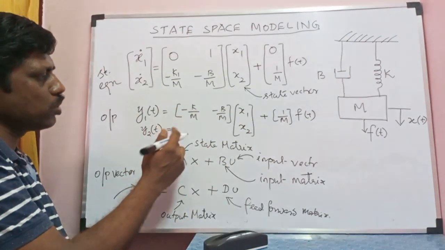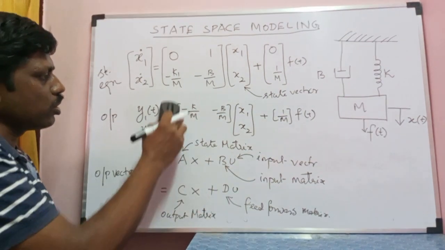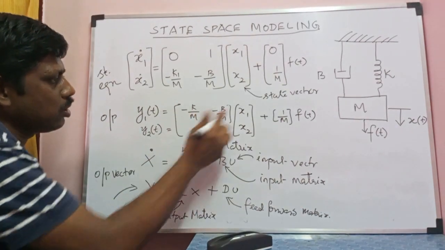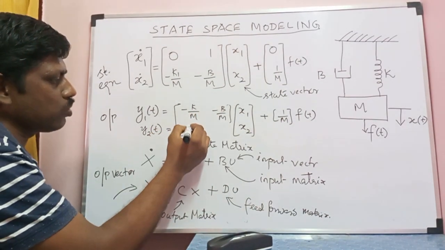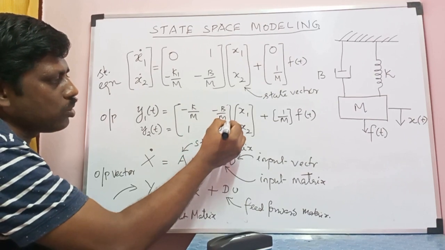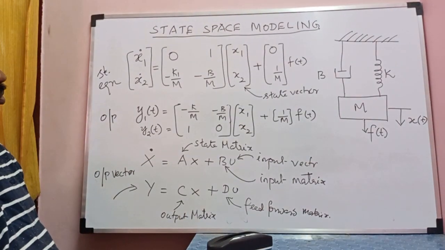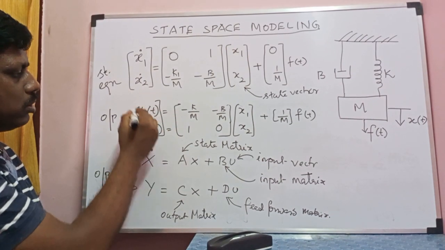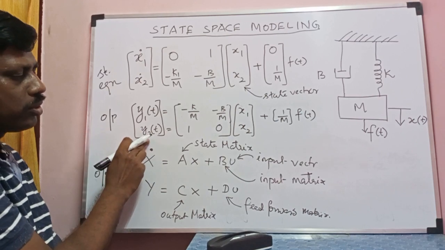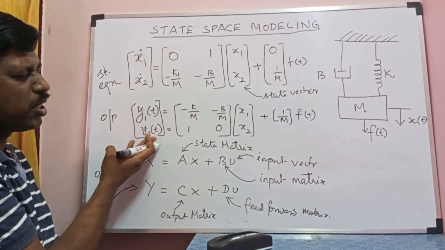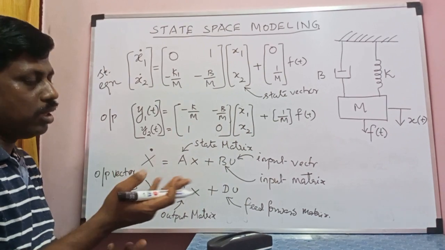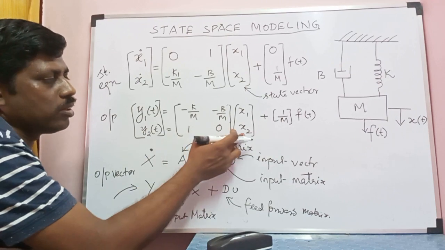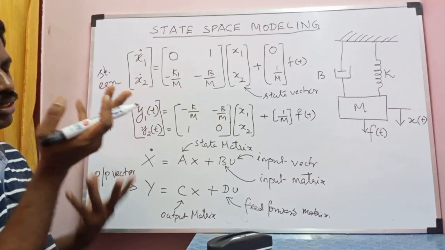In that case, displacement is x1 directly, right? So I can replace this with x1. Displacement is x1, therefore I will put 1 here and 0 here. So y1 is the acceleration, the first output, and the second output is the displacement. I can take even the velocity as another output, and I can put 0, 1 here, so that velocity is equal to x2.